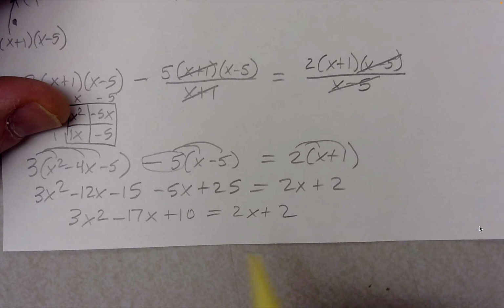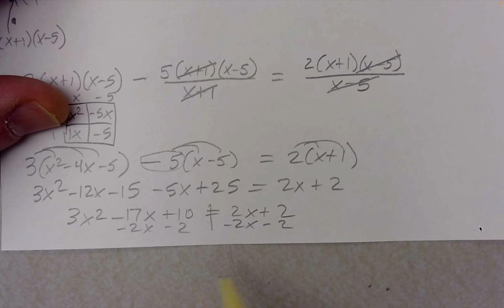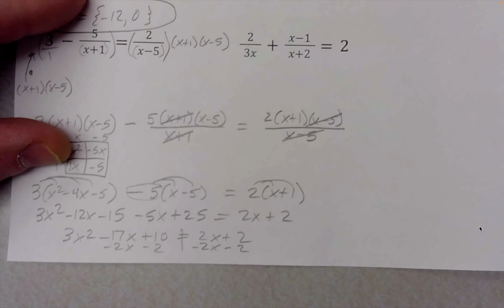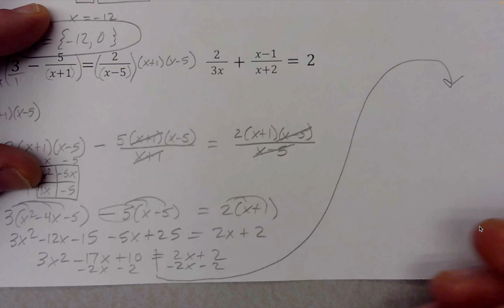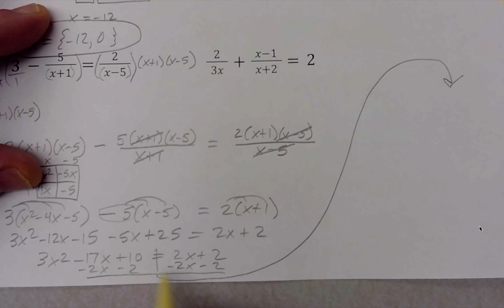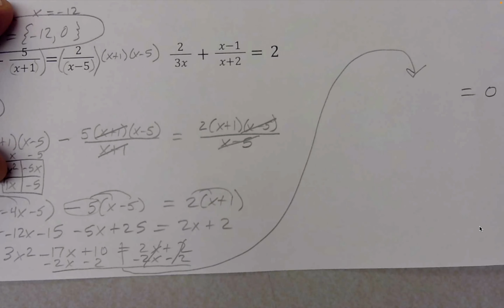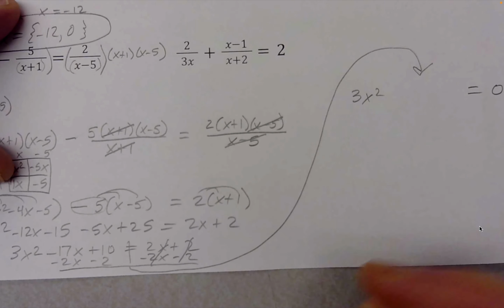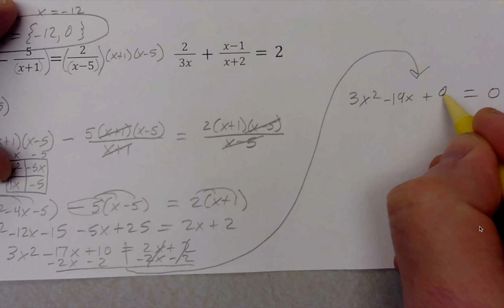And then we're going to get everything to one side because it's a quadratic. So we're going to take away 2x, take away 2. Take away 2x, take away 2, line them up there. I'm running out of room, so you might need to go to another page. Let me just go over here. So these are going to cancel out, so I'll have 0 on the right-hand side. And then I have 3x squared. Negative 17x minus 2x is negative 19x. And then 10 minus 2 is positive 8.